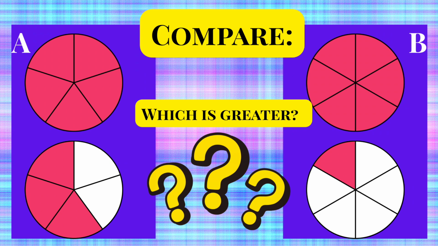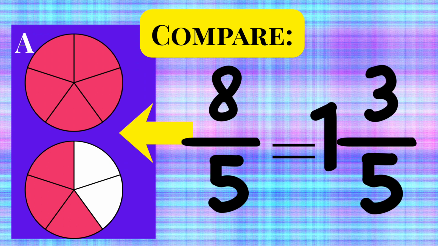Looking at diagram A, we can see that it represents the improper fraction 8/5. This same quantity can also be written as the mixed number 1 3/5. These two forms are equal to one another because they represent the exact same amount, just written in different ways. An improper fraction has a numerator that is larger than its denominator, while a mixed number shows the whole number part separately from the fractional part.